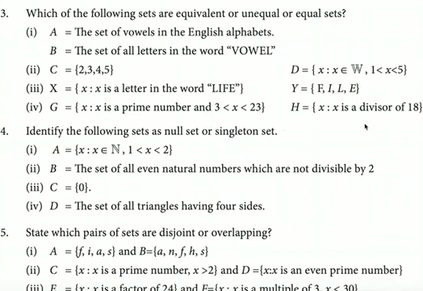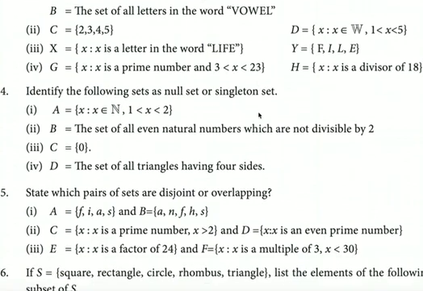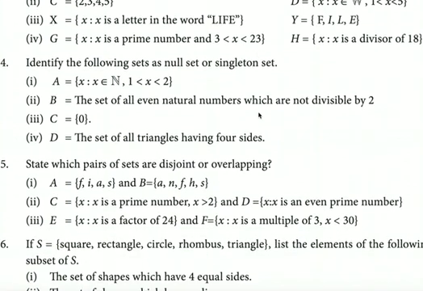6 numbers are there. X is a divisor of 18. Divisor of 18 means 2 is there, 3 is there, 6 is there, 9 is there, 18 is there, 1 is there. So total are 6. So these two are equal sets. Not equal sets, equivalent. These two are equivalent. The number of elements are the same. Okay. N of G equal to N of H.